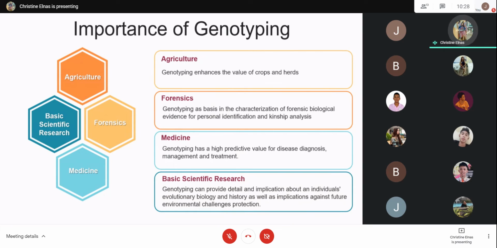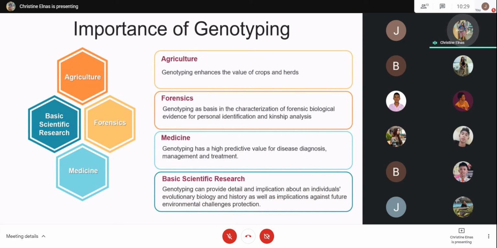Biological specimens from which DNA is isolated, like blood, semen, saliva, tissues, bones, teeth, and hairs, can be used as biological specimens. So genotyping has become a basis in the characterization of forensic biological evidence. It is performed using a variety of genetic markers.